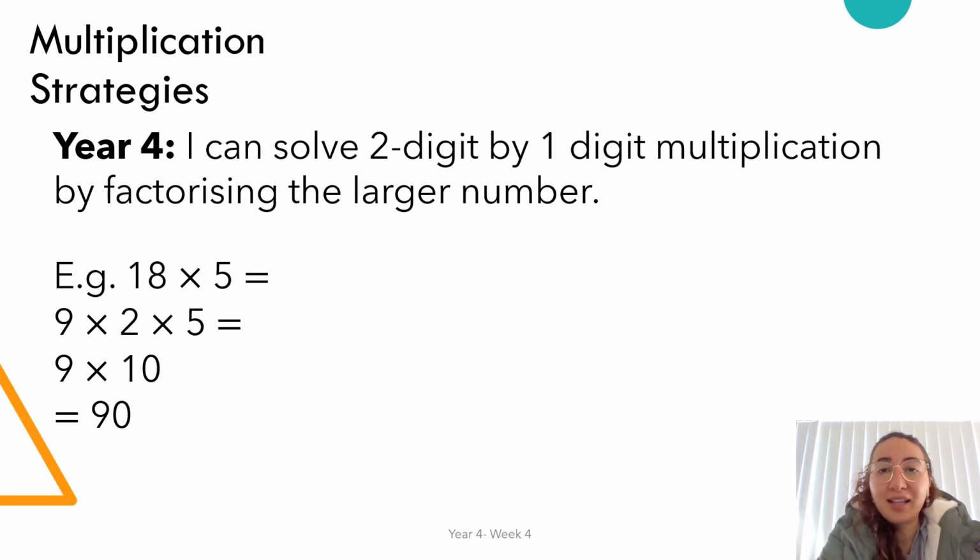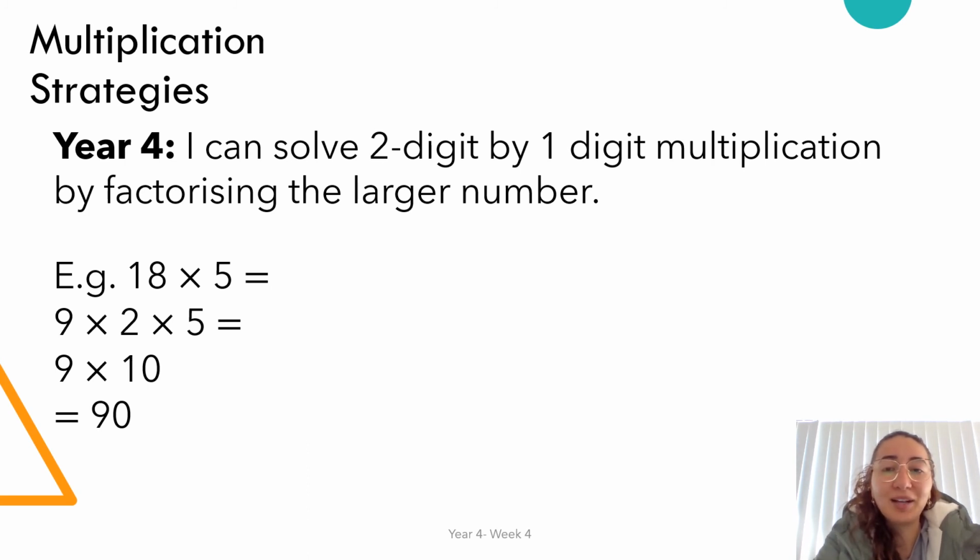We're going to use that knowledge now to complete these questions. So you must remember what factors are. Year 4. I can solve 2-digit by 1-digit multiplication by factorizing the larger number. That sounds crazy, but really all it means is that we're going to break down that double-digit number into easier numbers and then use our multiplication sums to work out the total.